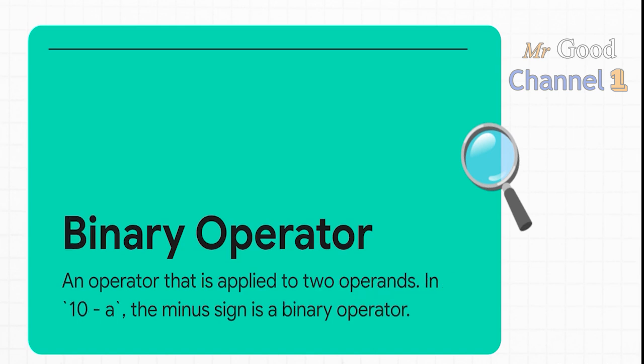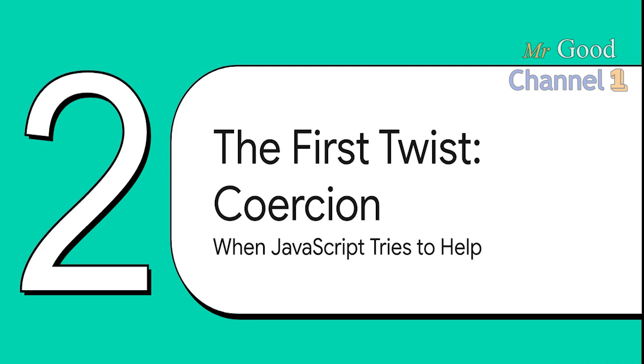And finally, we have the binary operator, which is what you're probably most familiar with. Binary like bi for 2. This operator needs 2 operands to do its job, like in 10 minus a. And notice something cool here. That same minus sign we just saw, on the last slide, it was a unary operator. Here it's a binary operator. The context is everything.